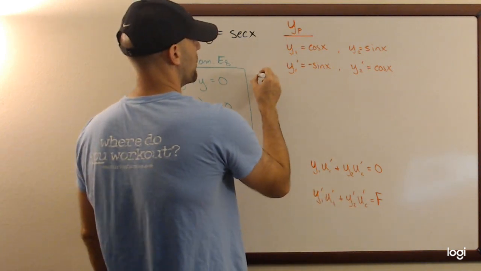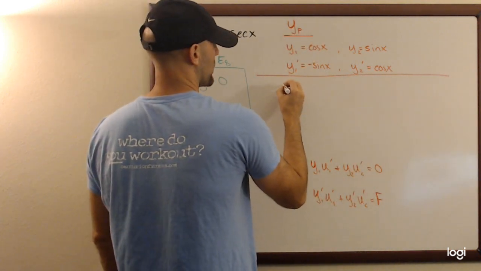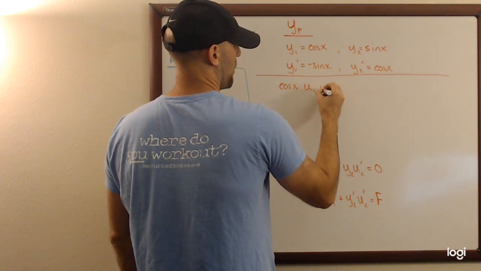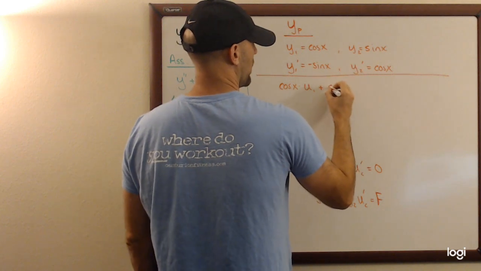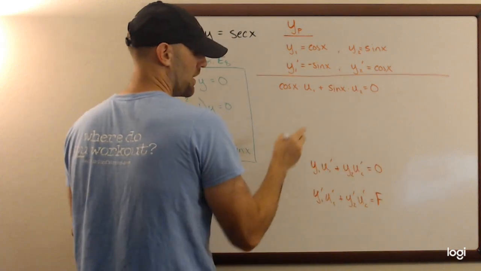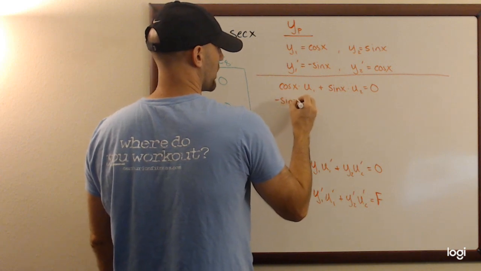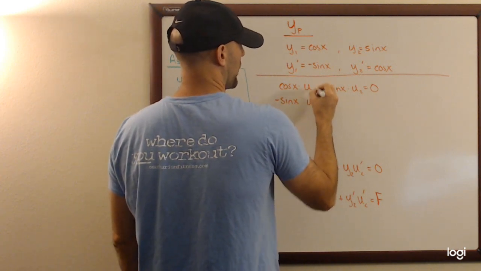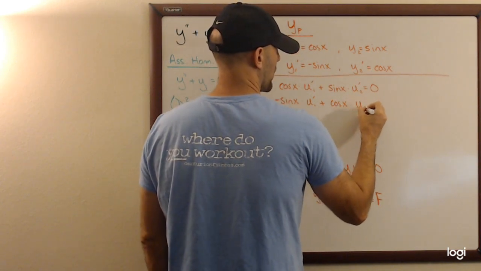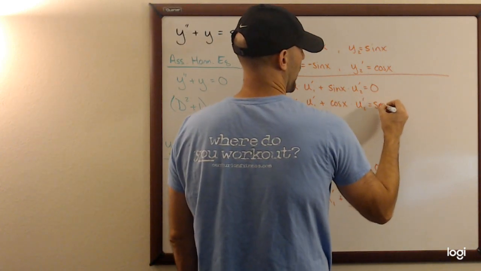Okay, so my system. My system is y1, so let's see, that's cosine x times u1 prime plus y2, sine x times u2 prime, that equals 0. Second equation, y1 prime, so negative sine x times u1 prime, oh, these are primes, plus cosine x times u2 prime. That's equal to f. F here is secant x. Okay.